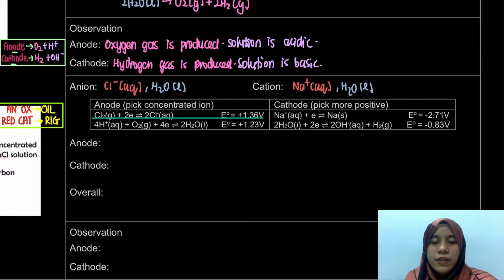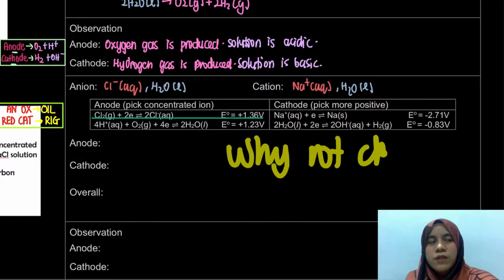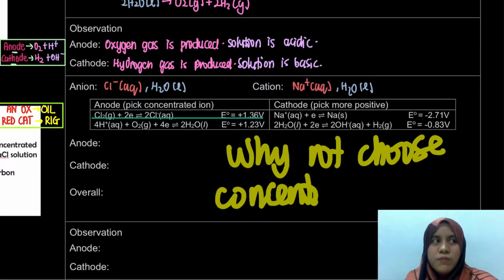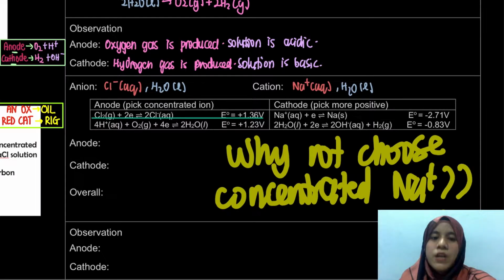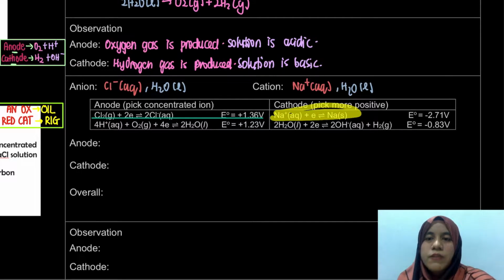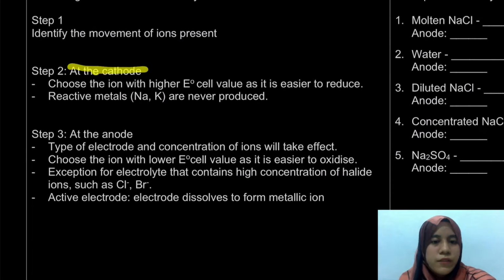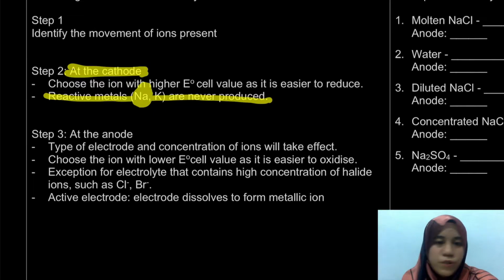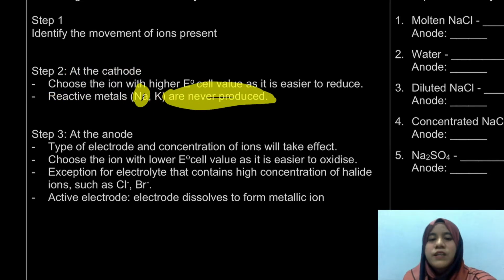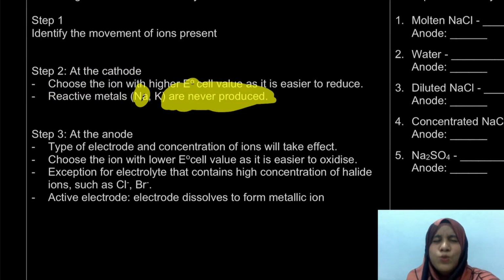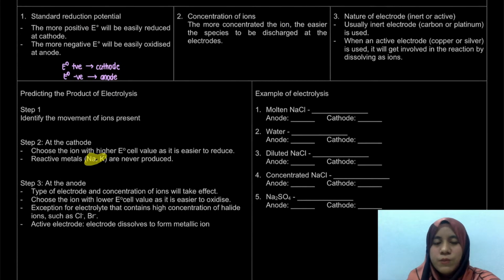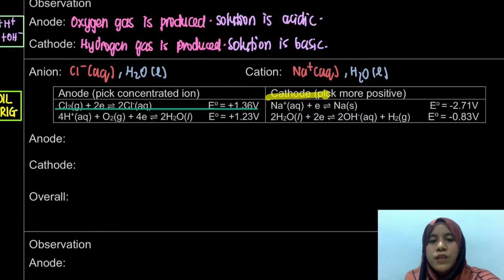But for the cathode, pick the more positive. But why pick the more positive, when we have it as concentrated? It means that we have lots of Na plus, right? Why? Let's look back at the notes here. It mentioned that at the cathode, reactive metals are never produced. We have sodium here, right? Never produced, never. So we will never choose sodium. No matter how concentrated it is, it will never be produced. So pick the more positive one, we pick our water.